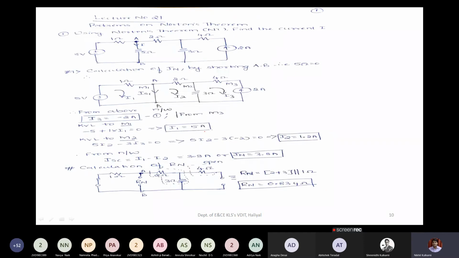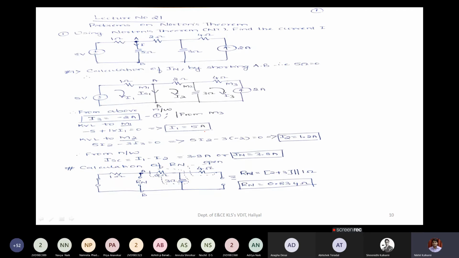So it is supposed to be next lecture. The last 2 classes I have not engaged due to some activities, so I will try to cover up here. Okay. So, problems based on Norton's theorem.